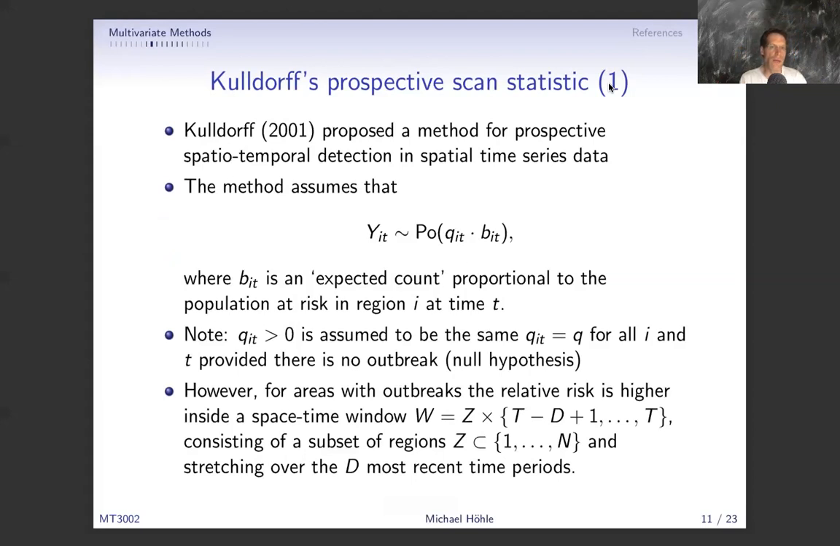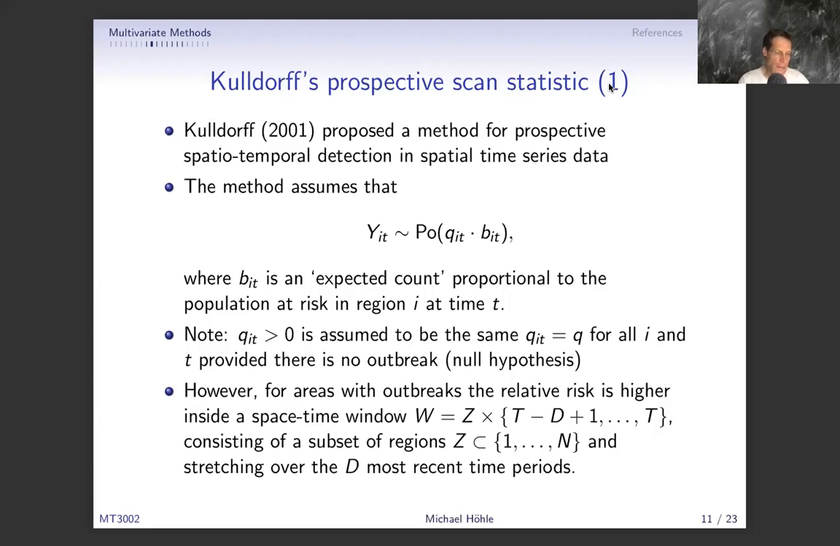So this is a paper by Martin Kulldorff, who originally is from Sweden, but now is at Harvard University. And it is an extension of a spatial scan statistic, which they proposed in the 90s.